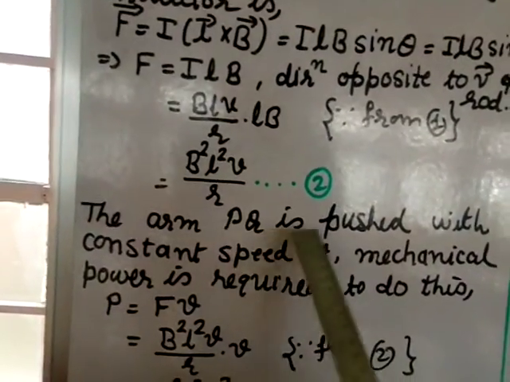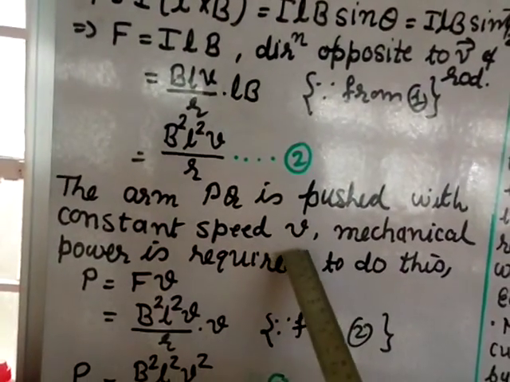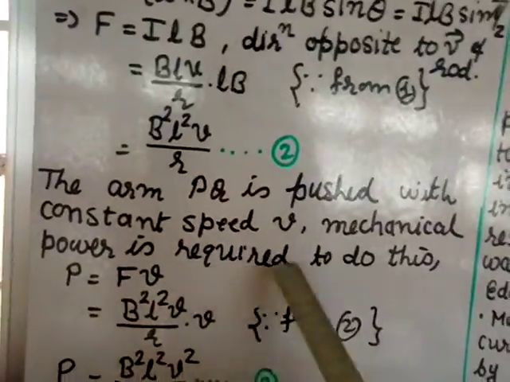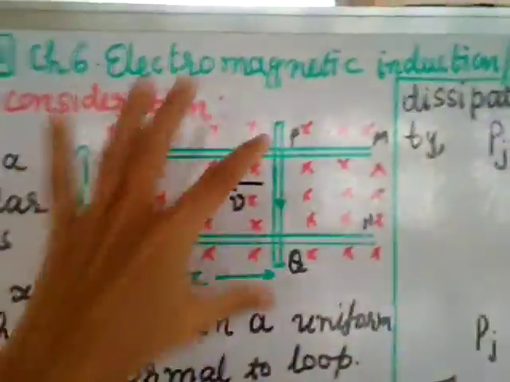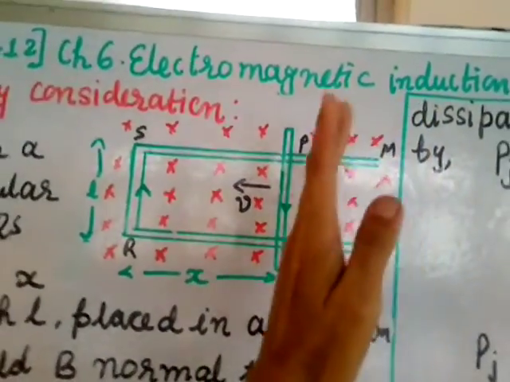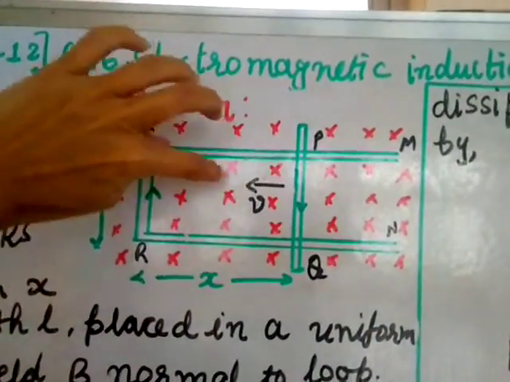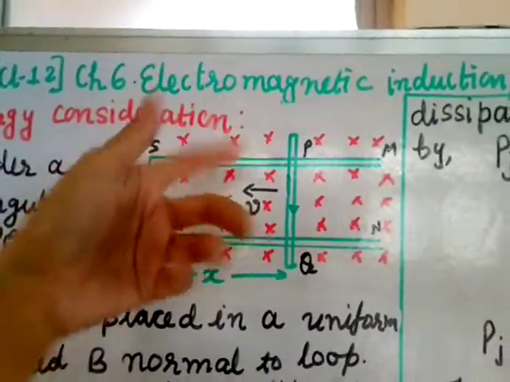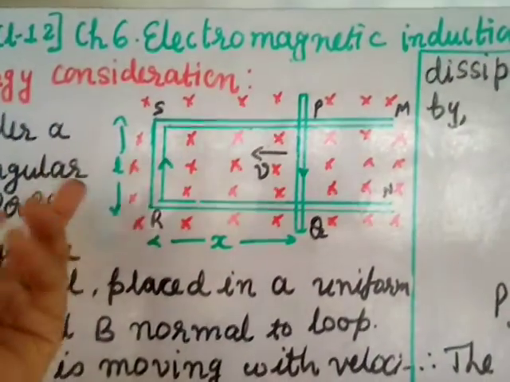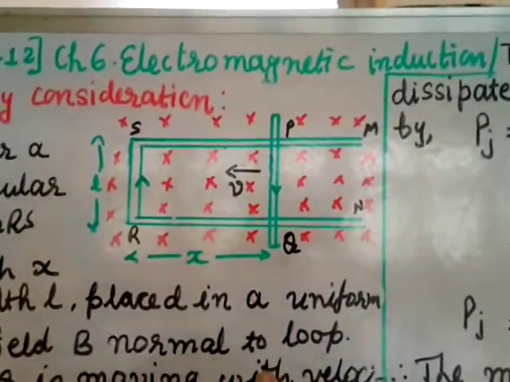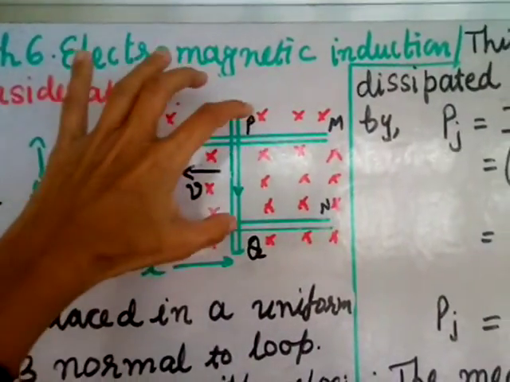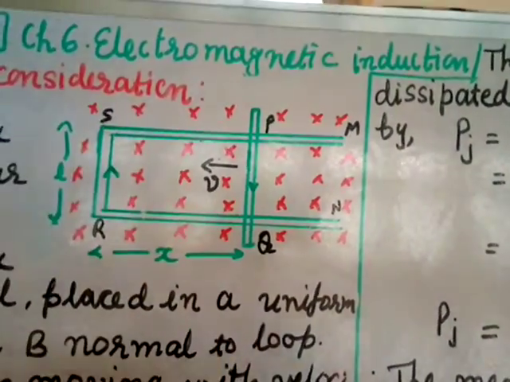Now the arm PQ is pushed with constant speed V. Mechanical power is required to do this. Now see, we saw that the force on this PQ is this side, but this is moving with velocity V. So since it is moving, it will not move automatically, so some power is required to move this. To push this PQ you require some power, that is mechanical power.